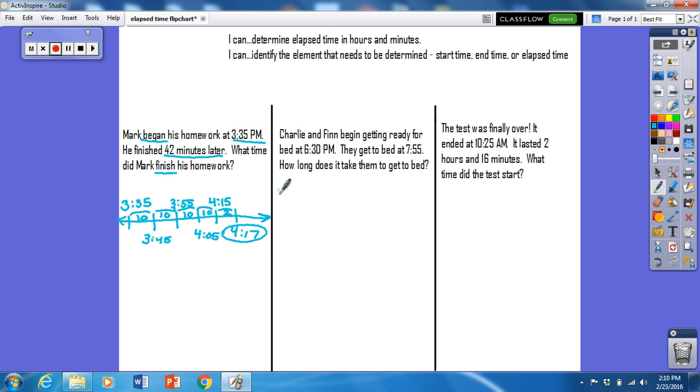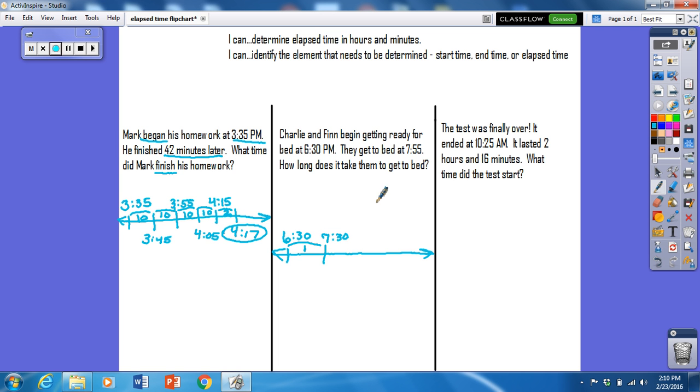The next problem, Charlie and Finn began getting ready for bed at 6:30 p.m. They get to bed at 7:55. How long does it take them to get to bed? Oh, so this is a good one because I have the start time, I have the end time, so I know that I'm going to be finding just the elapsed time. So again, I'm going to draw a number line, and I'm going to start with 6:30 p.m. Now I always think, can I do hours first? So the next hour would be 7:30. Oh, that's not too much, so I can go to 7:30, and that's 1 hour.